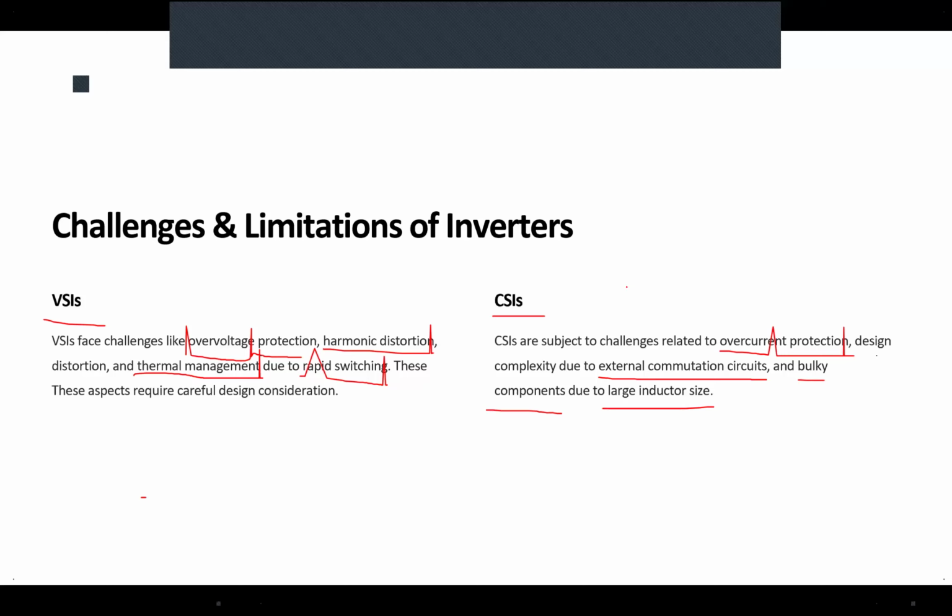Again, for the larger size, it's not just because of the components. CSI uses a different type of switches with a higher current capacity. That would also add a challenge over the dimension of the inverters and the size of the components.